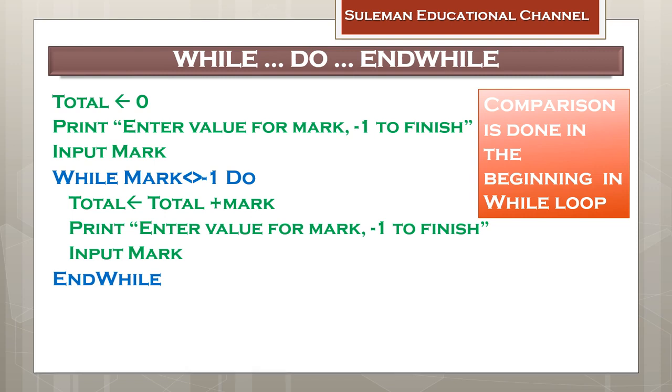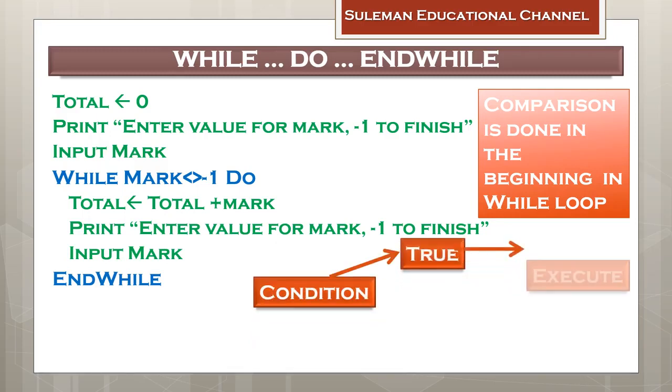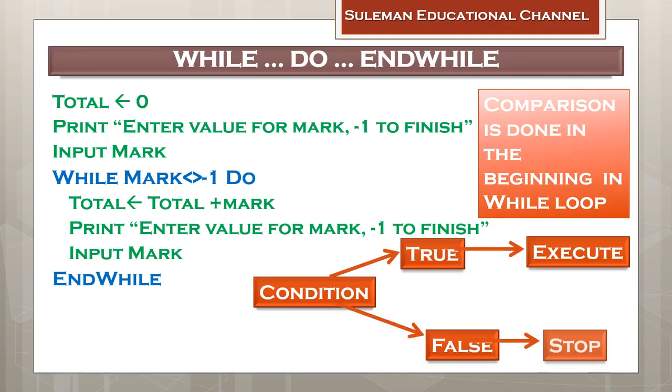Here the message enter value for mark -1 to finish is displayed for the user. It is inside the loop. Line 7, input mark. Here data entry is done and the value is stored in the variable mark. The last line, end while, shows that move to the line inside the while loop, that is line number 5. Keep in mind that while loop works when the condition is true and exits when the condition is false.